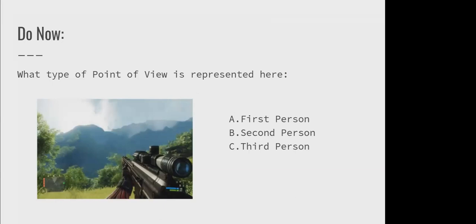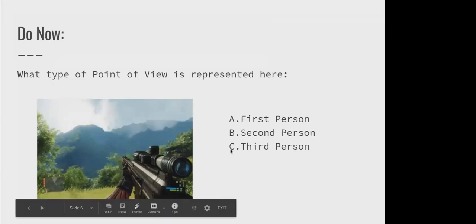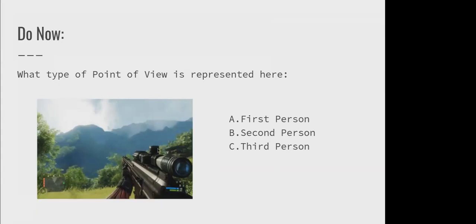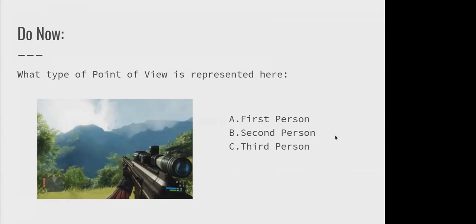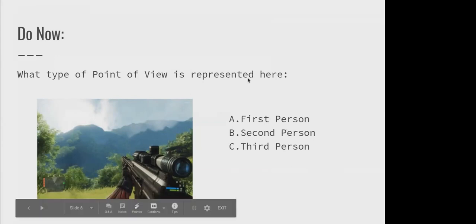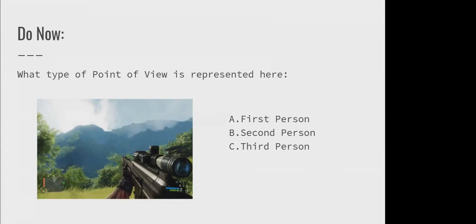So take a minute or two and then tell me in the chat what type of point of view you think we have represented here in this picture. You can write A, B, or C. You can write first, second, or third person, whatever you feel comfortable with. But please tell me in the chat what type of point of view you think is represented here in this picture. Take a minute or two to do that now, please. Thank you very much.